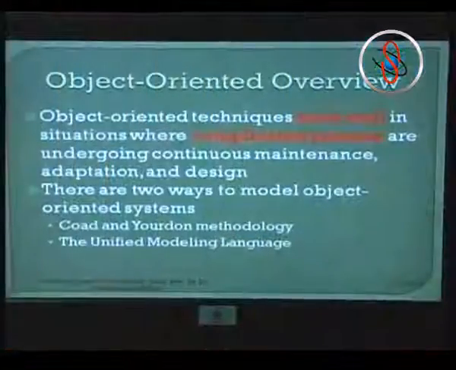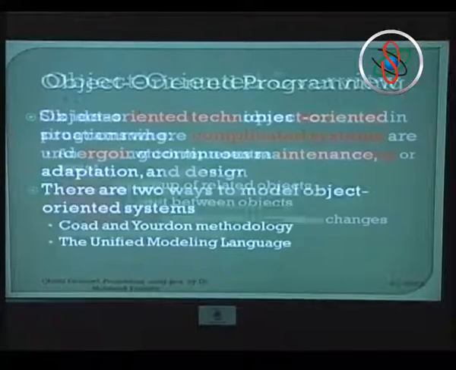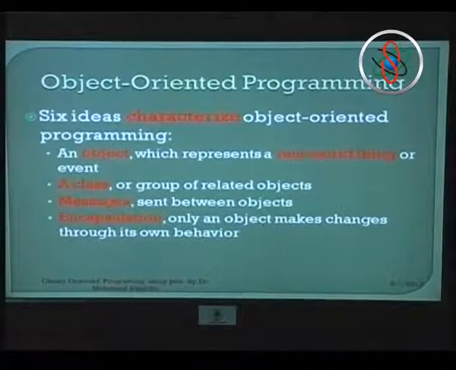And in general, there are two ways to model objects: Coad and Yourdon methodology, and the Unified Modeling Language. Object-oriented programming is mainly based on 6 characteristics. The first one is the class. We are going to speak about the class. What do you mean by the class?